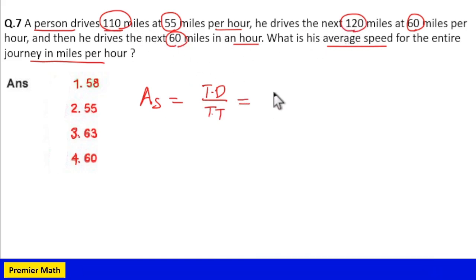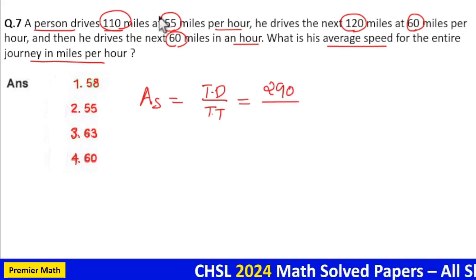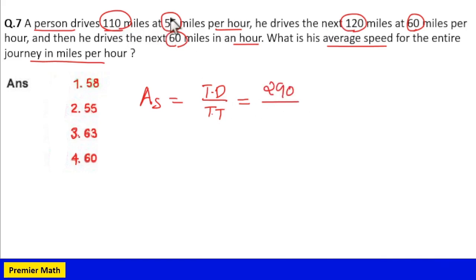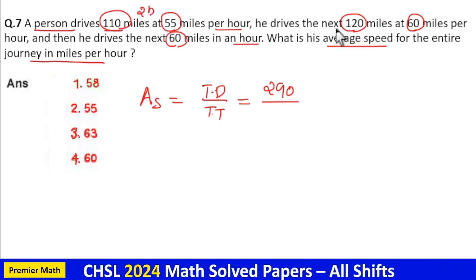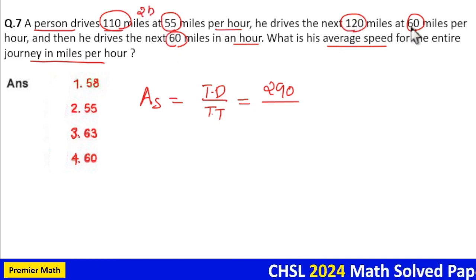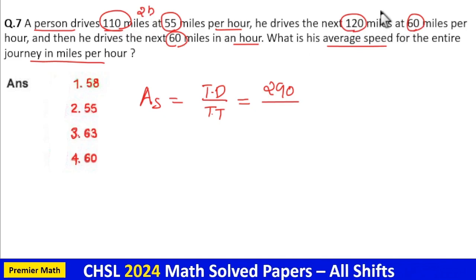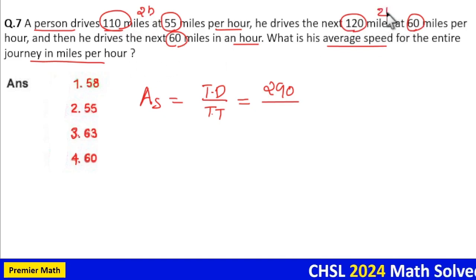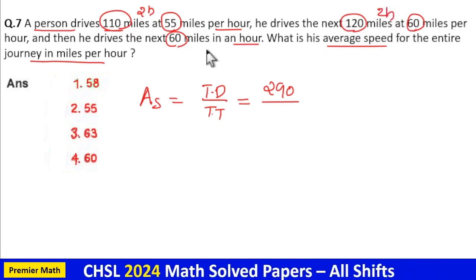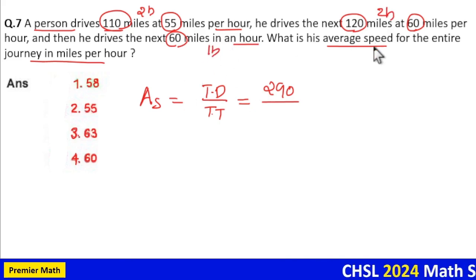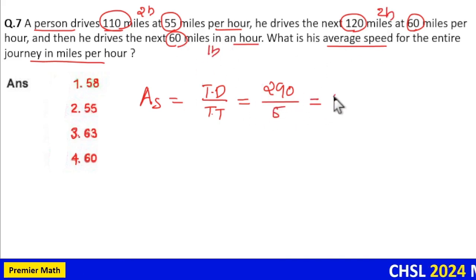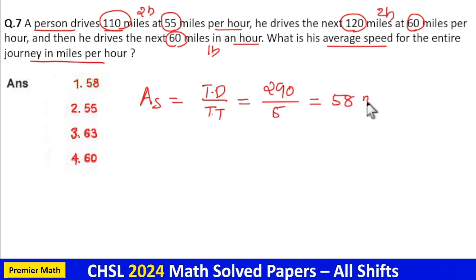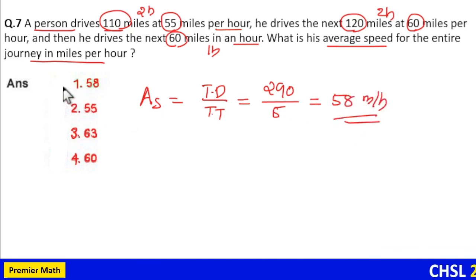180 plus 110, 290. And total time: 110 miles at 55 miles per hour means 2 hour. 110 by 55, 2 hour. Here 120 miles at 60 miles per hour means 120 by 60, 2 hour. And here also 60 miles in an hour means 1 hour. So total time is equal to 2 plus 2 plus 1, 5 hour, which is equal to 58 miles per hour. So option 1 is your answer.